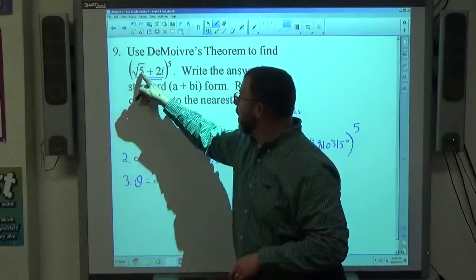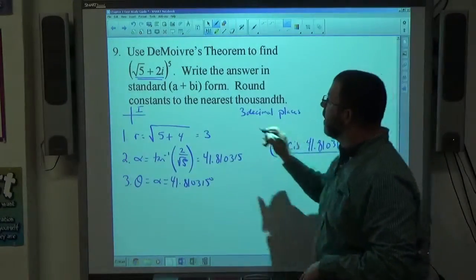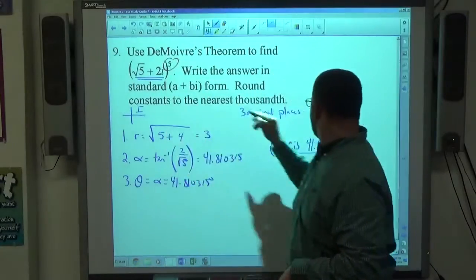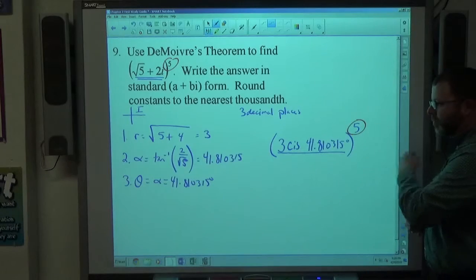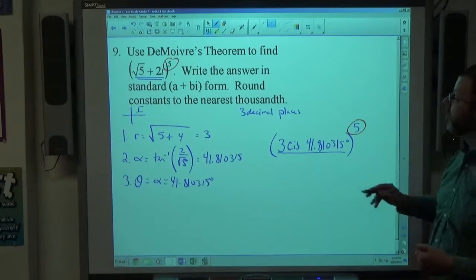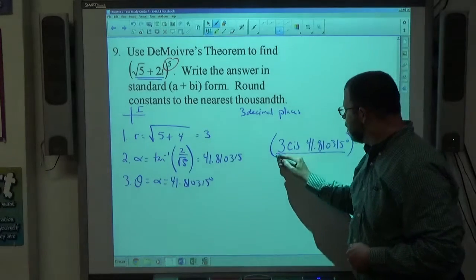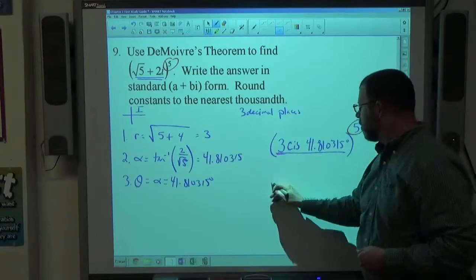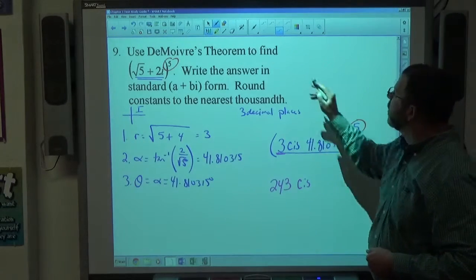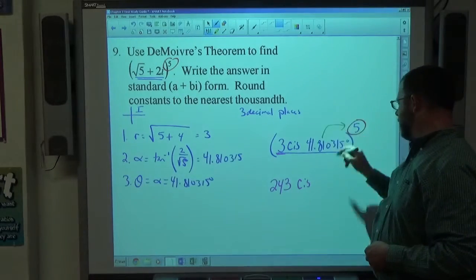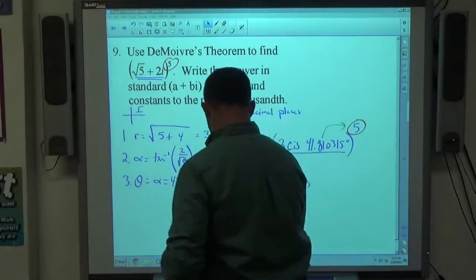What I have underlined here matches this, and it's to the 5th power, so it's still to the 5th power. Now I'm in trigonometric form, so I can use De Moivre's theorem. Again, I take the magnitude to the power. 3 to the 5th power is 243. Then I have to do the angle times the power.